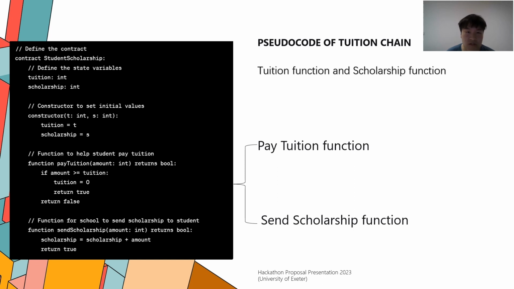The pay tuitions function takes amount parameters, and returns a boolean value indicating whether the payment was successful or not. The send scholarships function returns a boolean value indicating that the scholarship was successfully sent. It increases the scholarships variable by the amount.